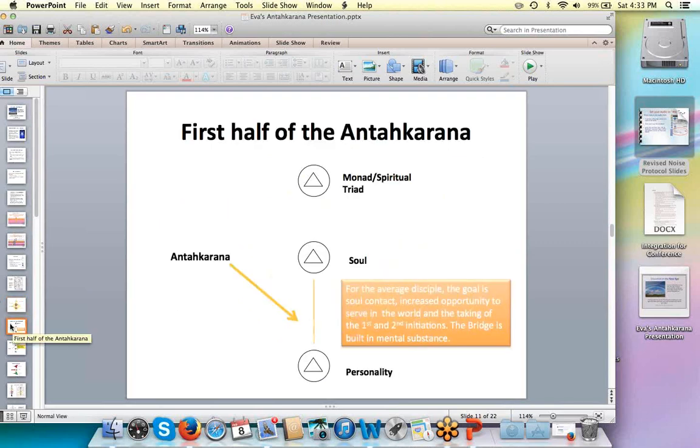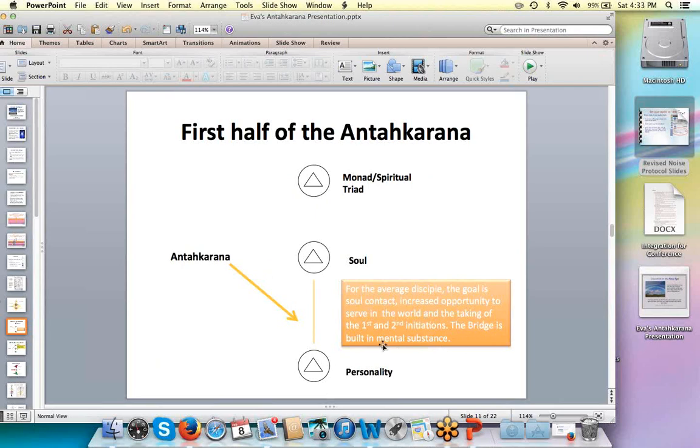Okay, so we're just opening up each thing that we've said greater and greater so that you can understand, because through understanding you're able then to work with it. So again, the lower Antahkarana is from the personality to the soul. For the average disciple, the goal is soul contact, which is increased opportunity to serve in the world and the taking of the first and the second initiations.